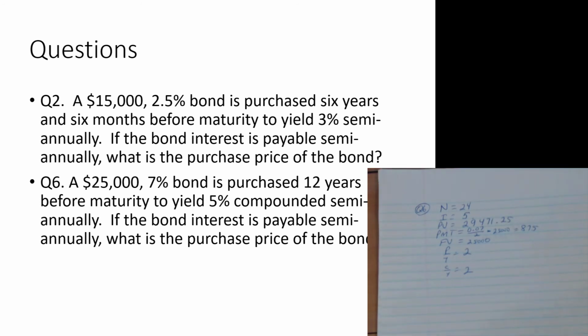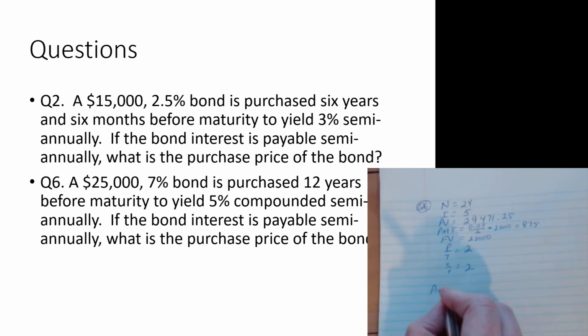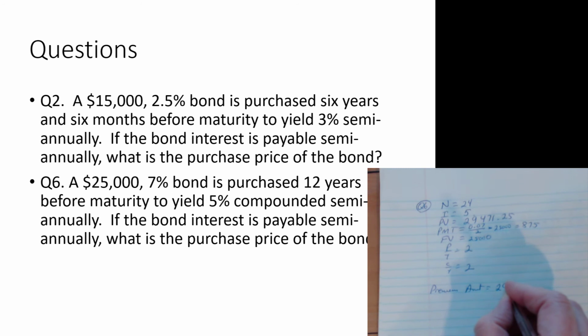How much is the premium? Well, that equals the bond purchase price minus the face value, and we get a little under $5,000 premium that this bond trades at. We could again look at question 2 and the difference between the purchase price and the face value. We get a negative number, hence it trades at a discount.